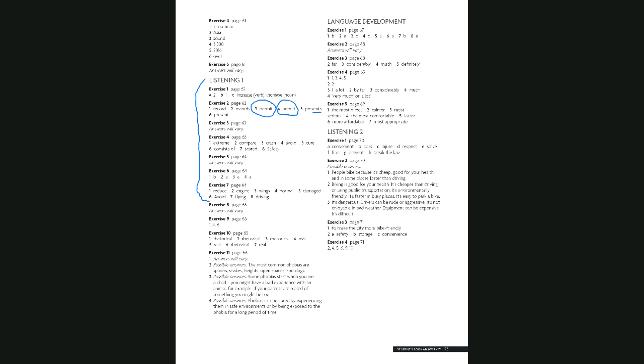Let's double check all of our vocabulary words. Yes, I gave you the answers in class. But just so you can double check, for exercise 4, the answers are extreme, and then compare, and then crash, and avoid, and then cure, and then consist of. Scared is number 7. And the last one, safety. Okay, and let's go to exercise 6.